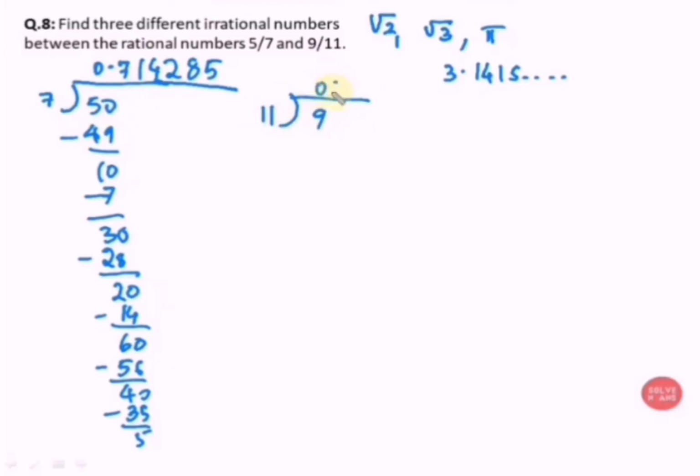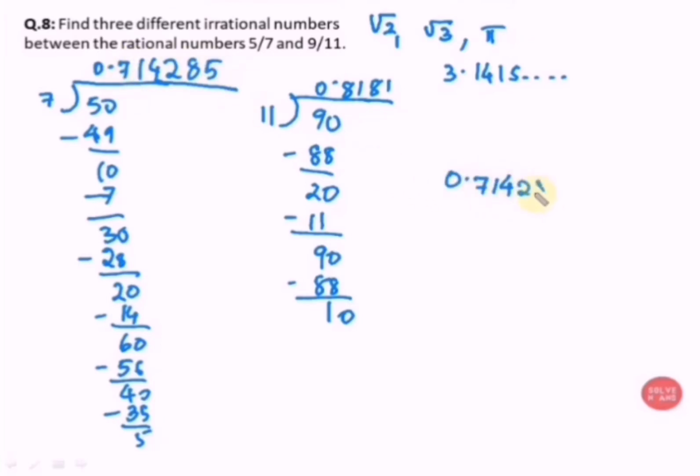Next, you're going to divide 9 by 11. Add a 0, take a point, add a 0 and 11 8 is 88. Then 11 1 is 11. You got 9 0. Then 11 8 is 88. And now you are getting the same numbers. Even this is not terminating. So what numbers I got, I will write it here. 0.714285 and 0.8181. So there can be infinite irrational numbers between the two rational numbers.